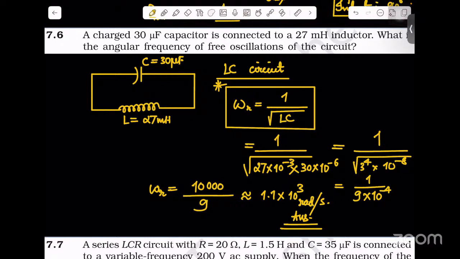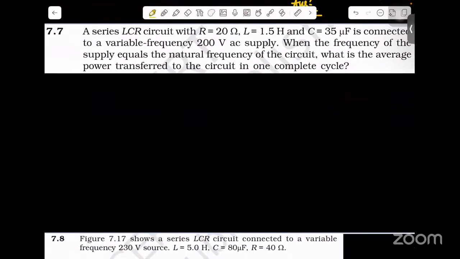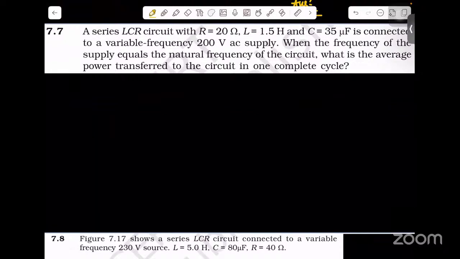All right. So here is the next question. So let's read out the question first. We have a series LCR circuit. Okay. So let's first draw. We have a series LCR circuit. That means we have all the three components. We have a resistor, we have a capacitor, and we also have an inductor.